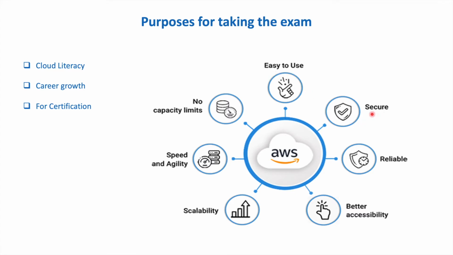Next is secure. Cloud is very secure, and all the data coming and going from the cloud is end-to-end encrypted. Next is reliable. AWS has the world's biggest clients like Netflix and Amazon itself, so it is very reliable. Next is better accessibility. We can access cloud services from anywhere in the world using only an internet connection.